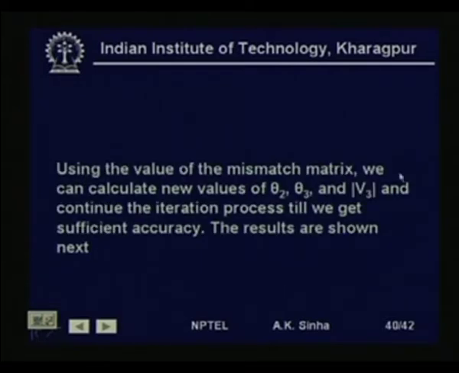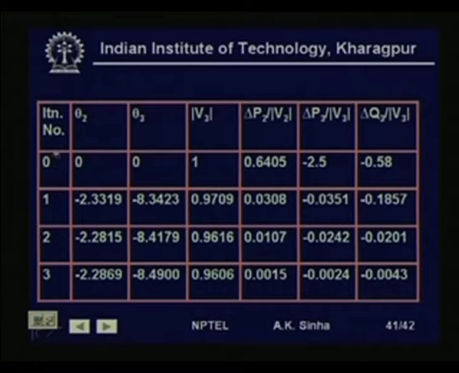Using the value of the mismatch matrix, we can calculate the values of theta 2, theta 3 and V 3 and continue the iteration process till we get sufficient accuracy. The results are shown here. The initial values are theta 2, theta 3 as 0 and V 3 as 1, and these are the values of delta P 2 by V 2, delta P 3 by V 3 and delta Q 3 by V 3.